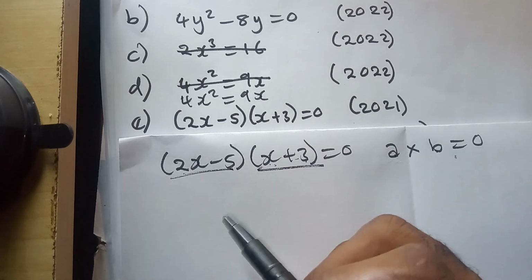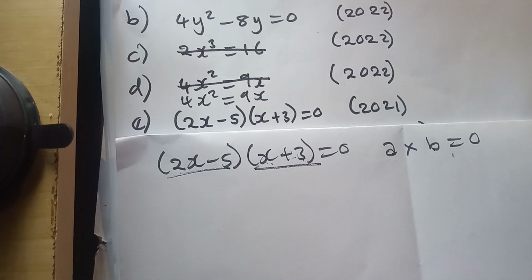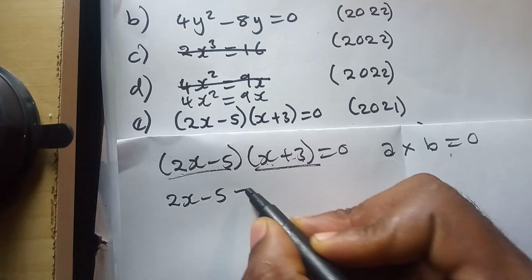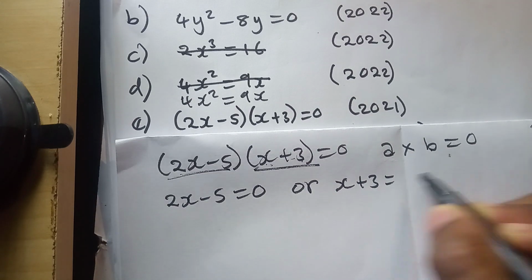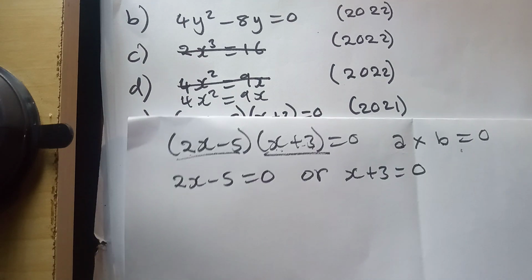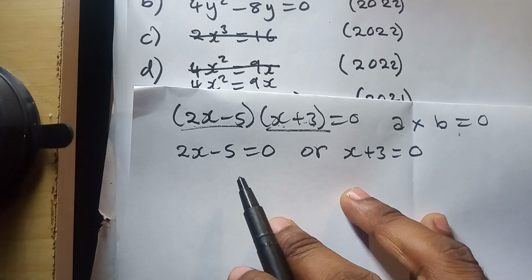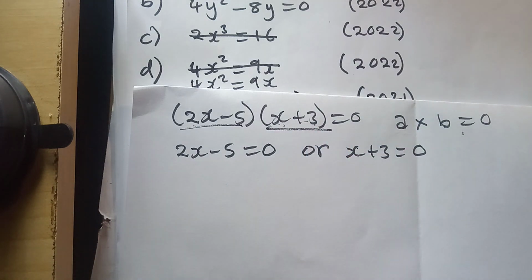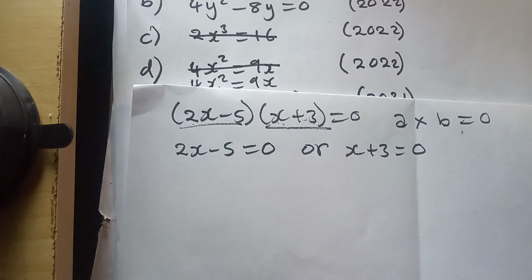Which of these two is a 0? We really don't know that and we don't really care. So you can just say 2x minus 5 is equal to 0 or x plus 3 is equal to 0. So the moment you say "or," then that's enough for you to solve for x. You don't really have to know which one will be a 0. It's possible that this can be a 0, this can be a 0, or they can both be zeros.